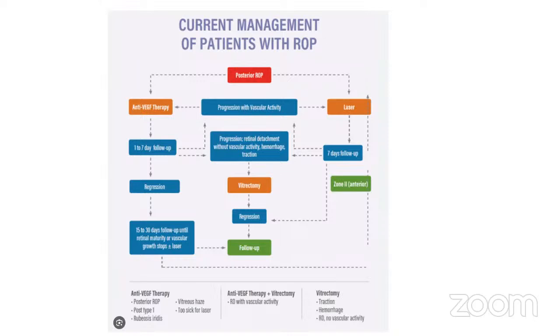When you should not give anti-VEGF: when the stage is already 4A, where there is peripheral retinal detachment, at that time you should not inject anti-VEGF because it will progress to 4B or even 5. So that caution we have to keep.